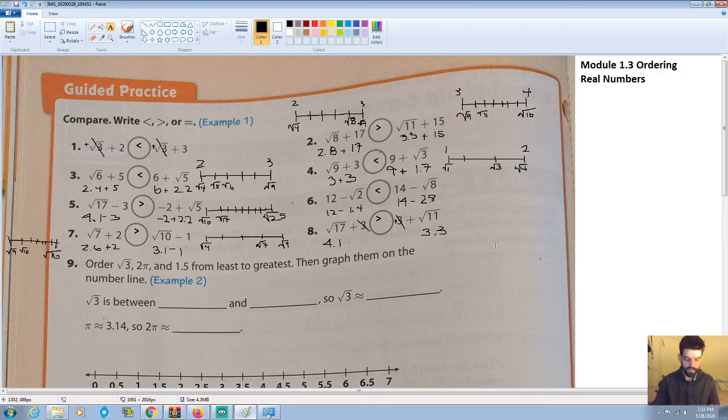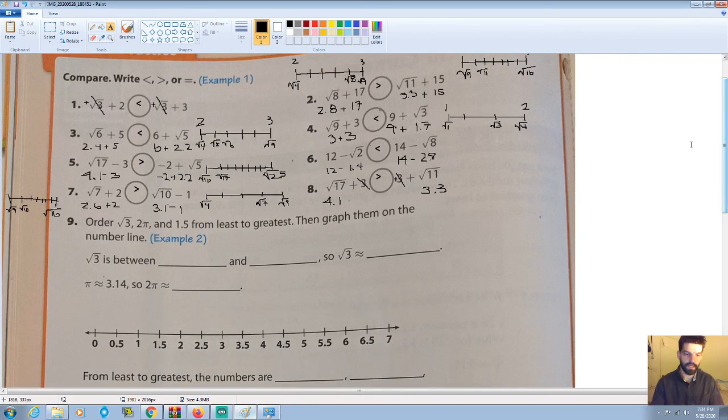Again, the strategy here is to make a number line where you can first determine the integer or the whole number that the square root falls between, the two perfect squares, and then you can ballpark the decimal place by making that number line and seeing what fraction of the way that square root falls before the next perfect square. Okay, let's go ahead and look at number 9 here.